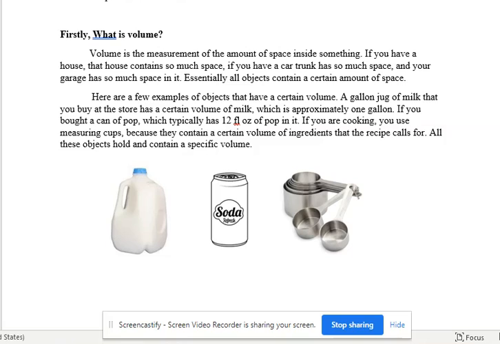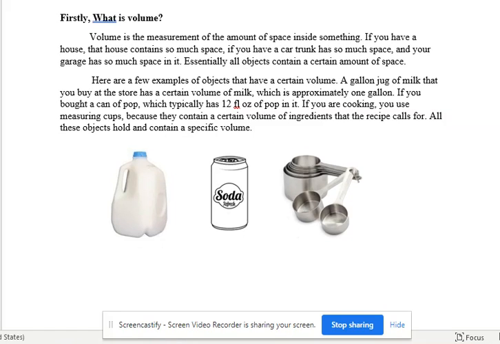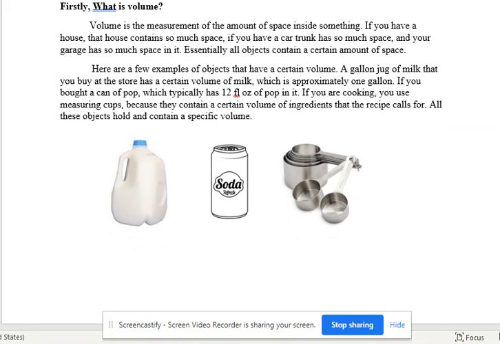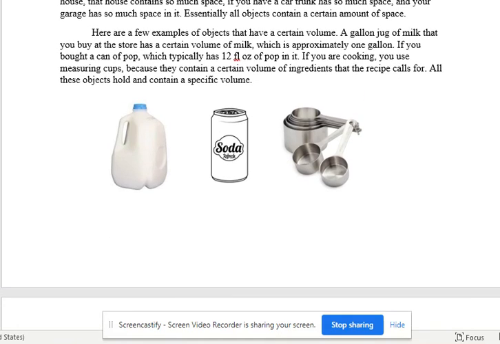Here are a few examples of objects that have a certain volume. A gallon jug of milk that you buy at the store has a certain volume of milk, which is approximately 1 gallon. A can of pop typically has 12 fluid ounces of pop in it. If you are cooking, you use measuring cups because these contain a certain volume of ingredients that the recipe calls for. All of these objects hold a certain and specific volume.